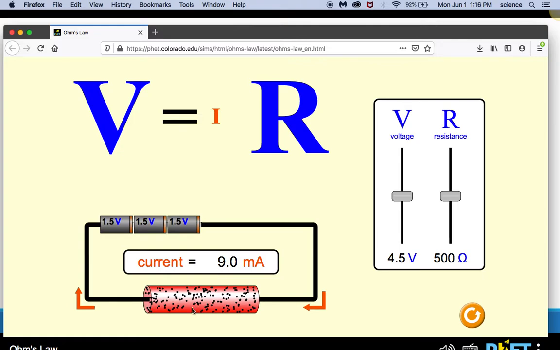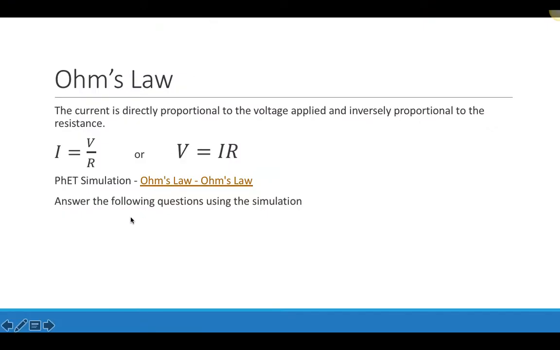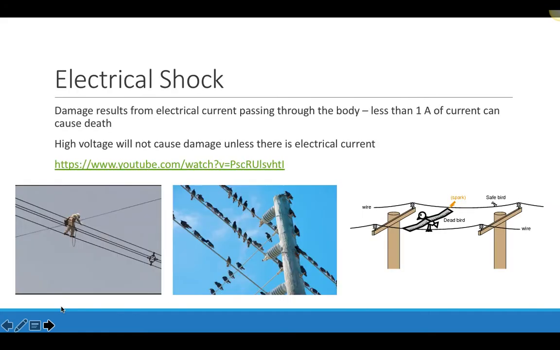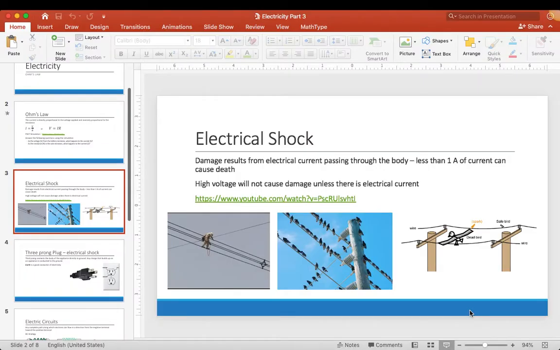So here I have a simple set of batteries where I have voltage, and then there is some resistance in the circuit, and in this case the voltage is 4.5 volts, the resistance is 500 ohms, and then I have a certain amount of current flowing through that particular circuit. So the question is, as the voltage from the battery increases, what happens to the current? And then we also want to know, as the resistance in the wire increases, what happens to the current? And let's go back to the simulation.